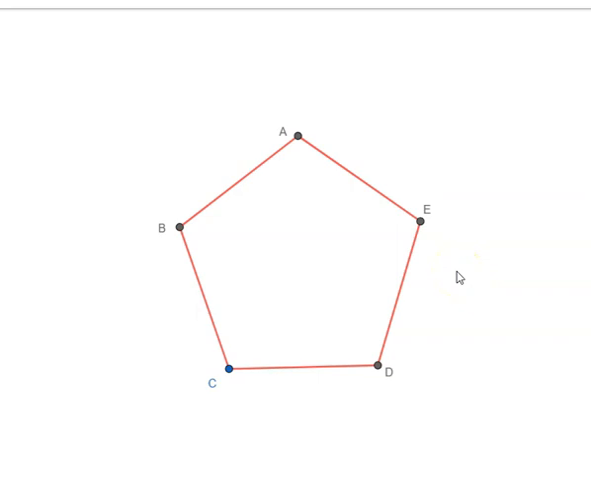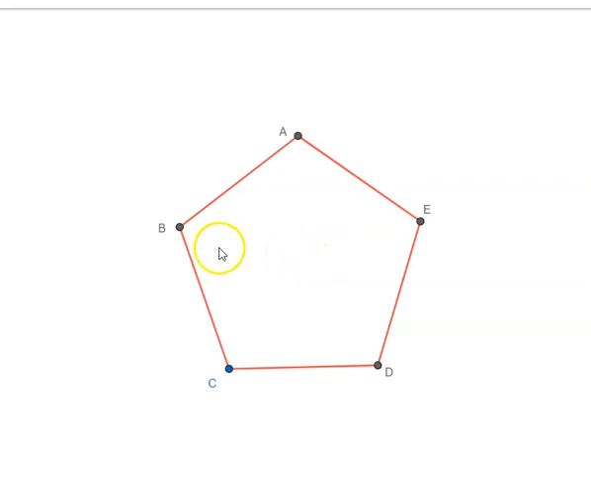Let us look at proposition number 13 of book 4 of Euclid's Elements. The proposition talks of constructing, or more appropriately, inscribing a circle in a given equilateral and equiangular pentagon. So let's see what we can do. The first thing is we have to find the center.